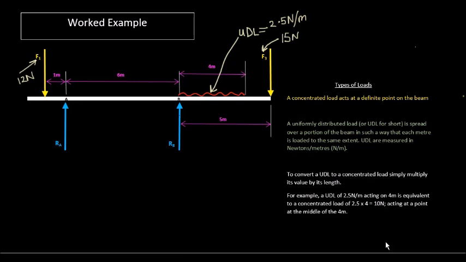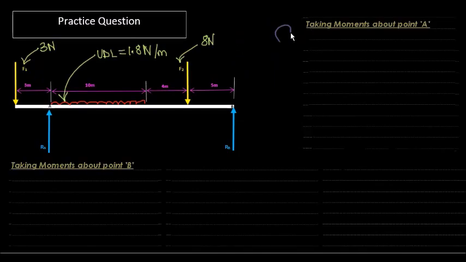Now the secret to solving this type of problem is to convert your UDL to a concentrated load by multiplying it by the distance. So if you take 2.5 multiplied by 4, that will be the value of the equivalent concentrated load, and you put it in the middle of its range. Now we're going to take this as an example.